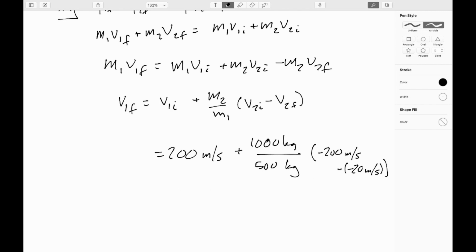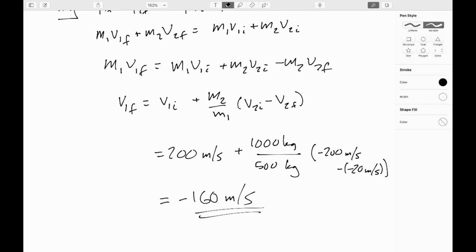But all right, so let's see, this is going to be negative 180. We're going to be timesing by 2, so that's negative 360. We're going to add 200 to it. That leaves me with negative 160 meters per second. So that first car is going to bounce off to the left at 160 meters per second.